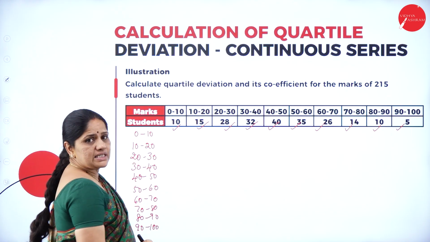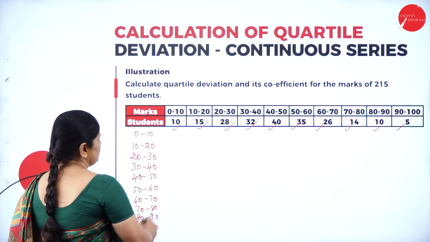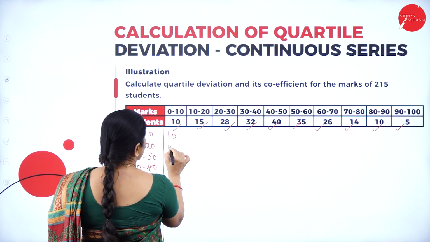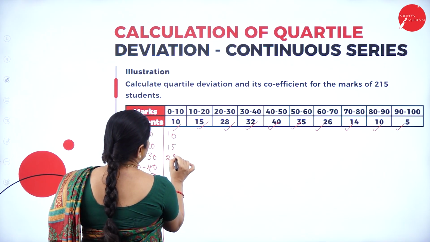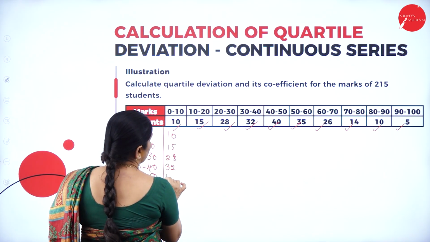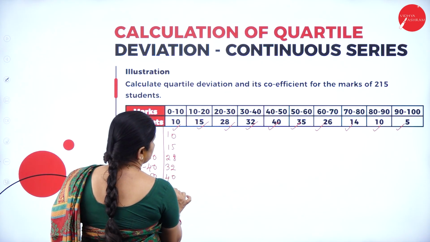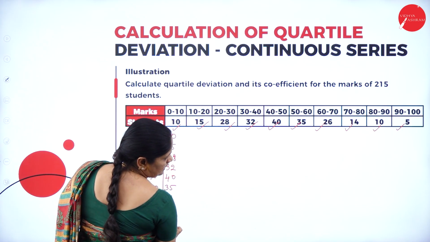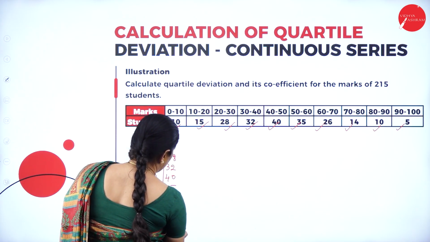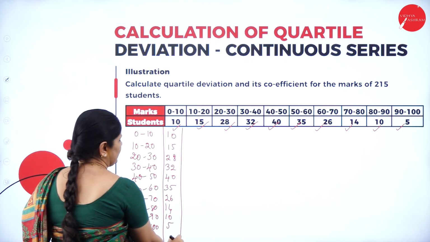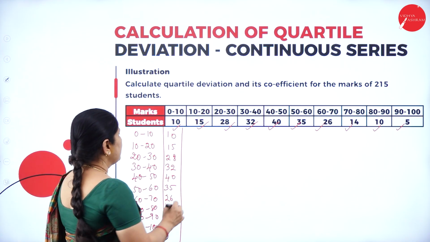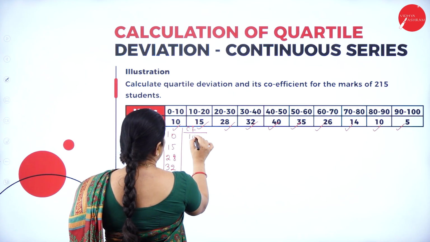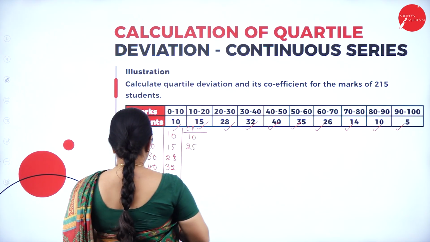So these are the various class intervals given. Now the frequency also is given here. So this is 10, 15, 28, 32, 40, 35, 26, 14, 10 and 5. So the frequencies are given. Now we have to find the CF. The CF will be 10, 25.